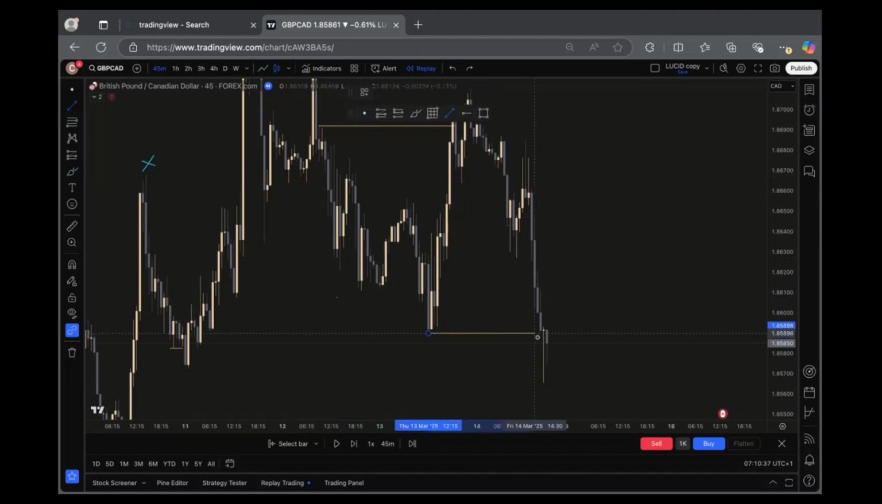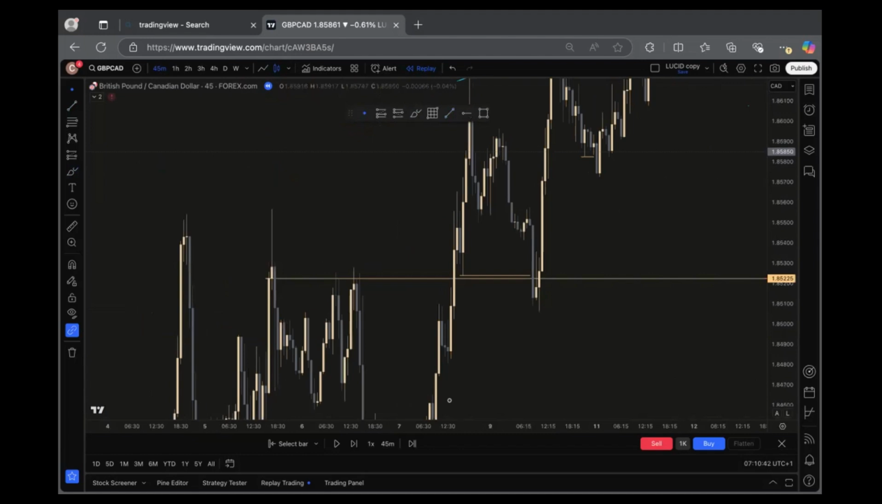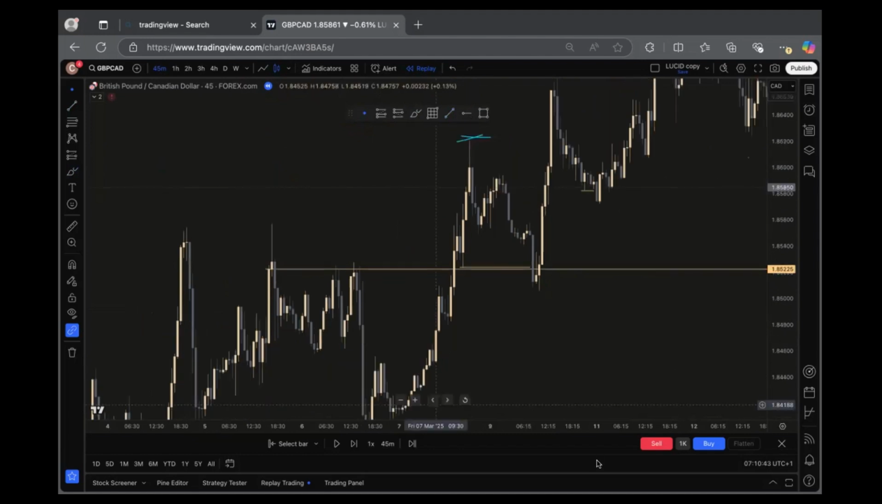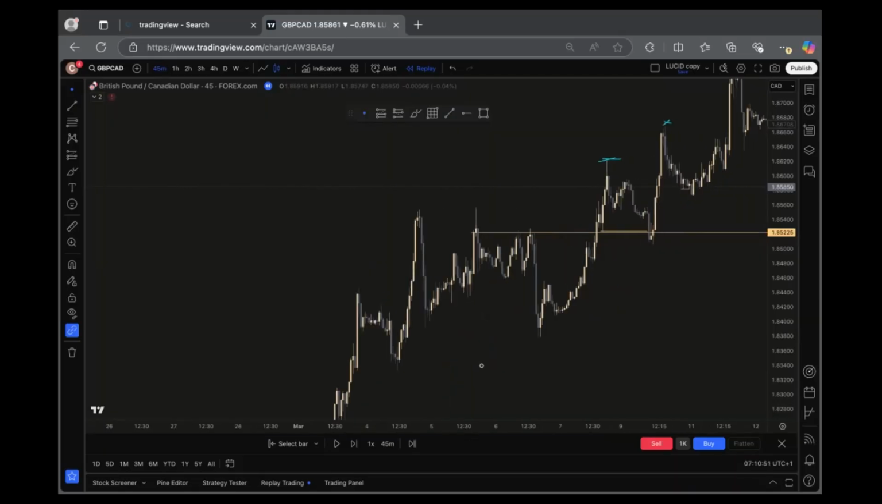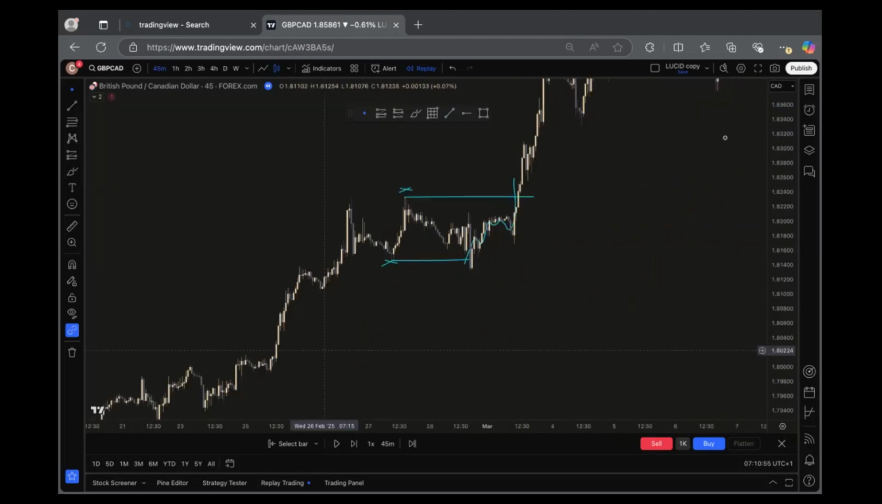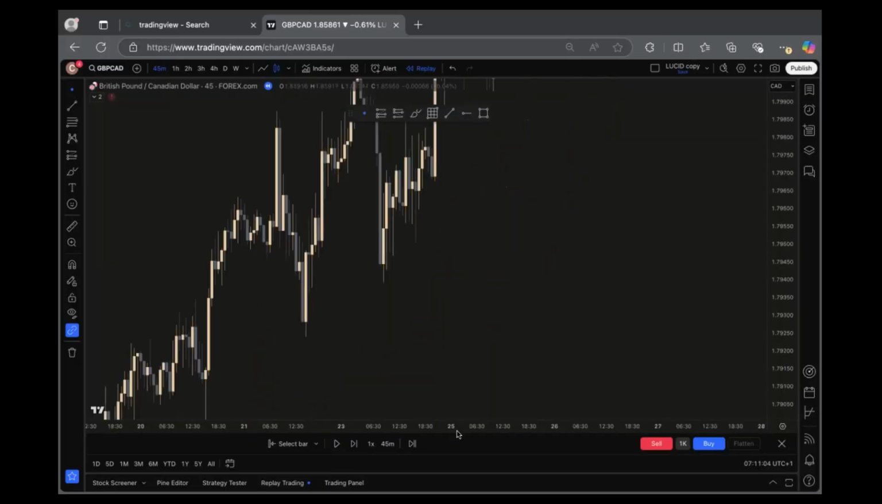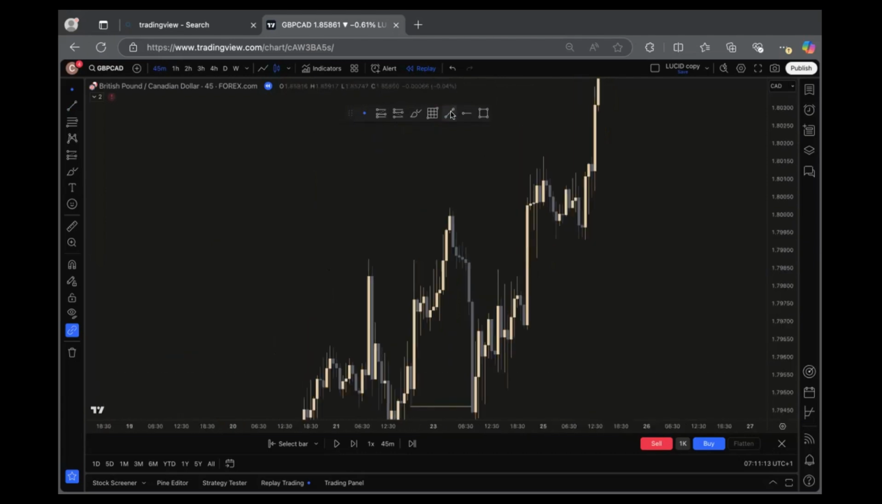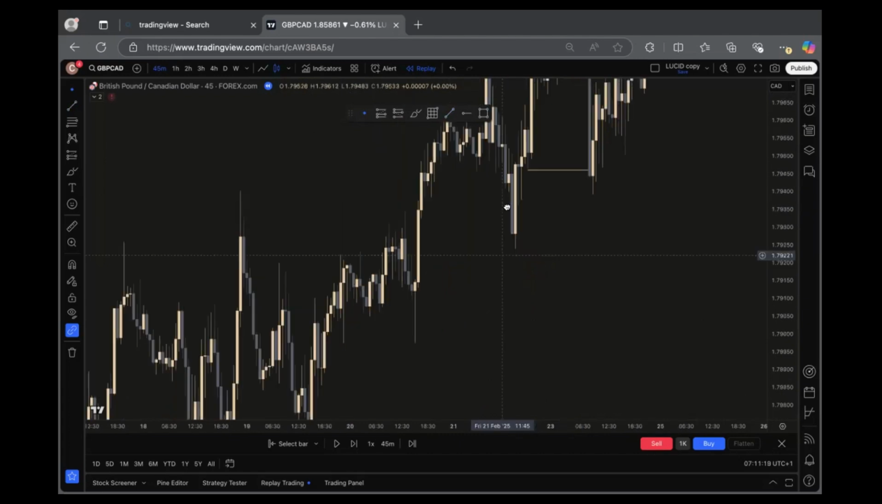It's internal to external, external to external, internal to external, external to external. Crazy, simple stuff. Simple and effective. See where price took internal range liquidity right here, and then takes external range liquidity. Internal to external.